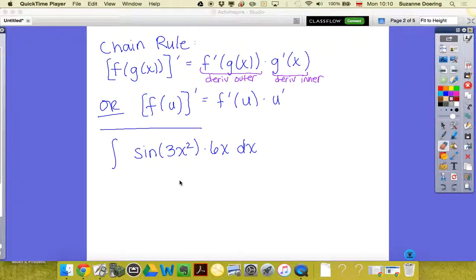Okay, this is reverse chain rule explanation take 2. So up here is your chain rule. Your derivative of your composite function is the derivative of the outer times the derivative of the inner.